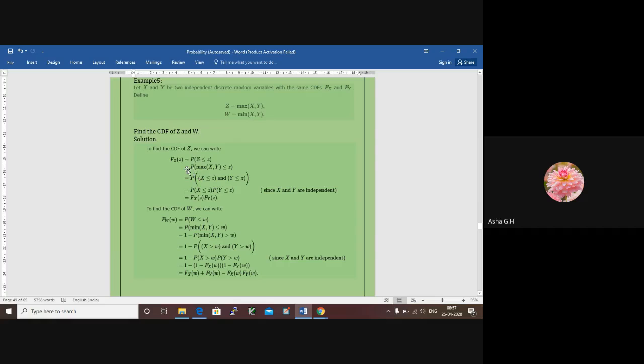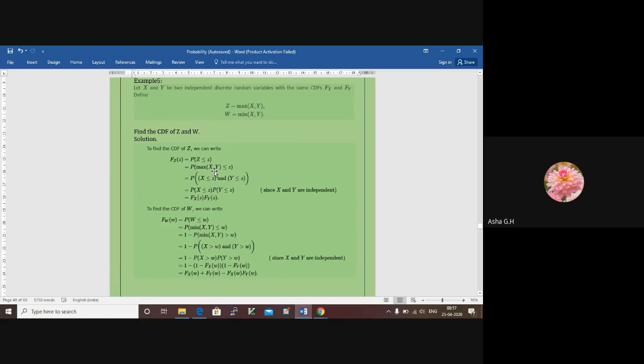See here, z is defined as the maximum of x comma y and w is defined as the minimum of x comma y, and we are interested in finding the cumulative distribution function for z and w. This is just by definition. If I take z as a random variable, the probability that z is less than or equal to z, by definition. Now what is z?